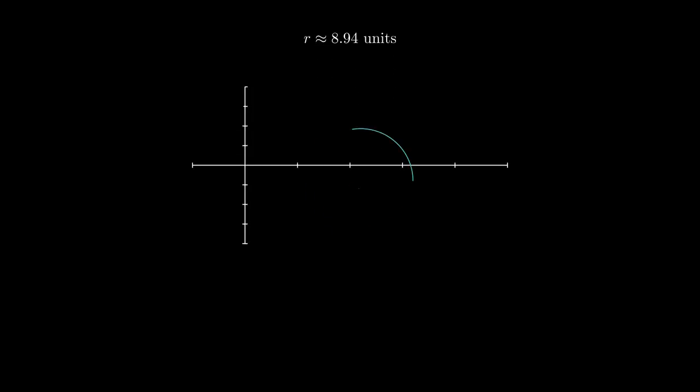Let's summarize our final answer. The equation of the circle is (x - 2)² + (y + 3)² = 80. The radius of the circle is 4 times the square root of 5. As a decimal approximation, the radius is about 8.94 units. Here's the complete circle with its center at (2, -3), passing through (6, 5), with radius 4√5.